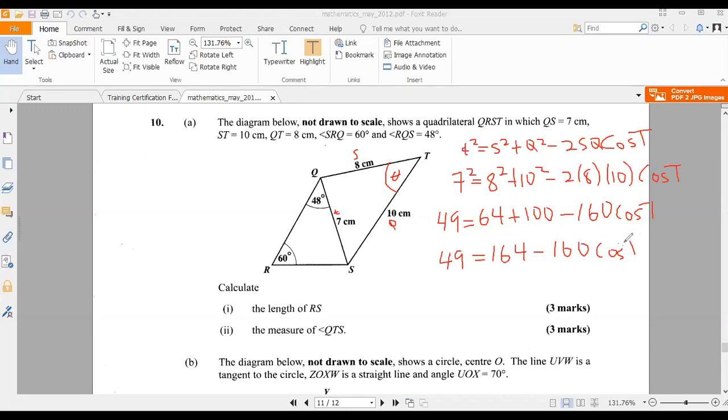Okay guys, there's one very important thing you need to know. You see this one here? You can't do 164 minus 160. If you do that, that's mathematically wrong. So what you are going to do first is move the 164 to this side. So pay attention to that one, because that can easily confuse you. So you get 49 minus 164 is equal to negative 160 cos T.